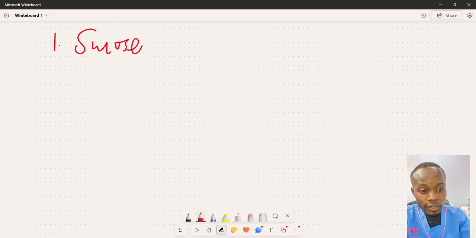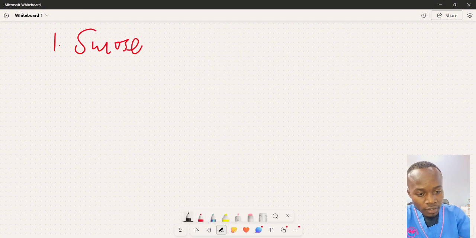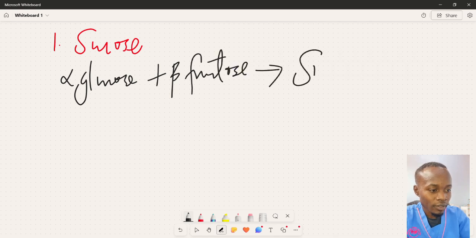So the sugars that make up sucrose are alpha glucose plus beta fructose. So these 2 simple sugars are the ones that make sucrose.